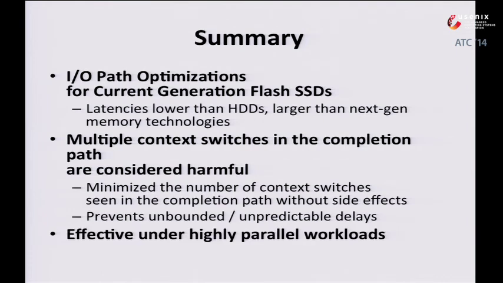And we managed to minimize the number of context switches without sacrificing system responsiveness and throughput, and showed that the reduction of context switches is effective in enhancing system IOPS, especially under highly parallel workloads. And I think this is pretty much about it. Thank you for listening. I'm ready to take any questions.